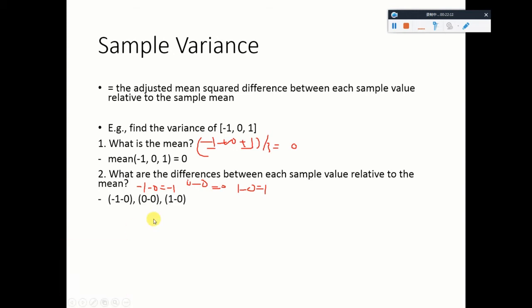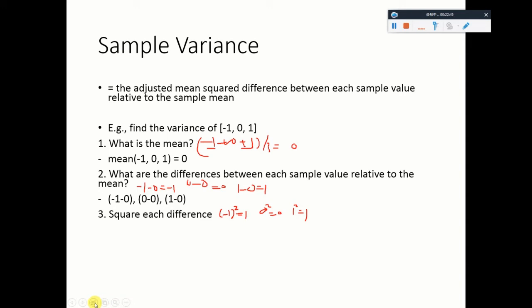Third step is to square each difference. So it's the squared difference. Now we'll square each of the differences. Should be easy, right? So what's the square of -1? It's 1. What's the square of 0? 0. What's the square of 1? 1. There we go.